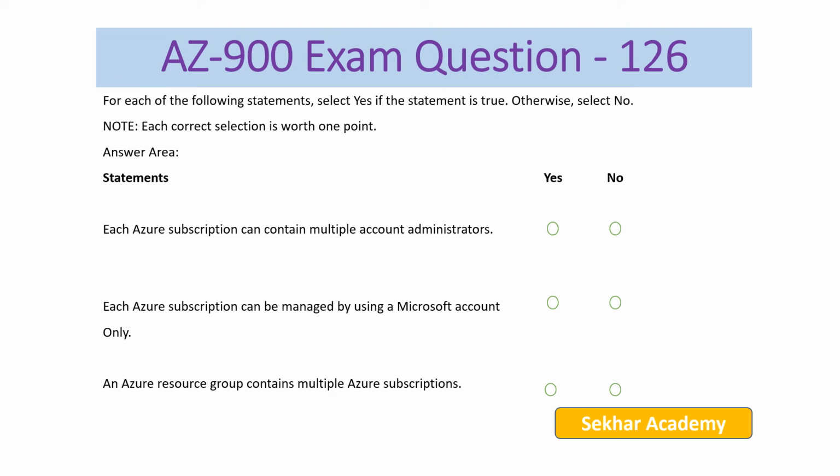AZ-900 exam question number 1 to 6. For each of the following statements, select yes if the statement is true, otherwise select no. Note, each correct selection is worth 1 point. So we have three statements. Let's go to statement 1. Each Azure subscription can contain multiple account administrators. The options we have are yes and no. The right answer is no. You cannot have multiple account administrators for each Azure subscription.